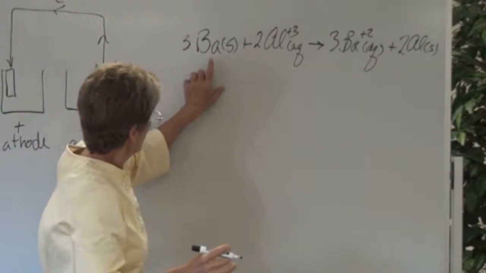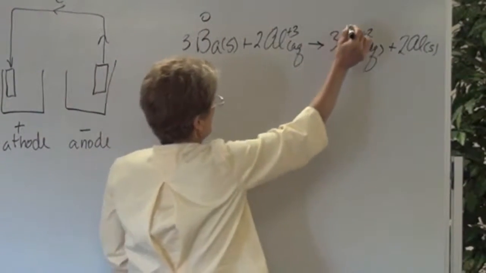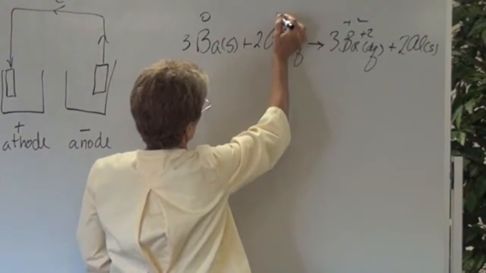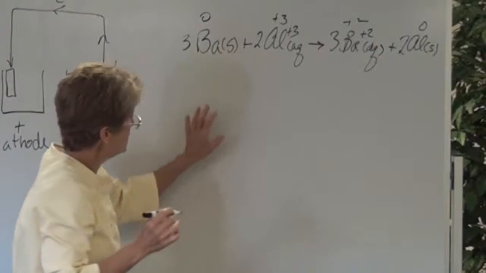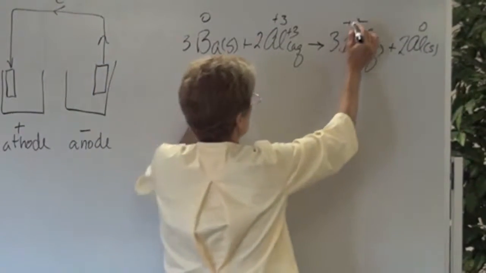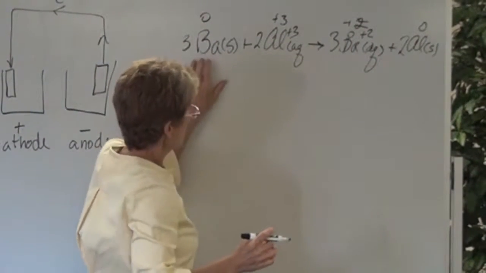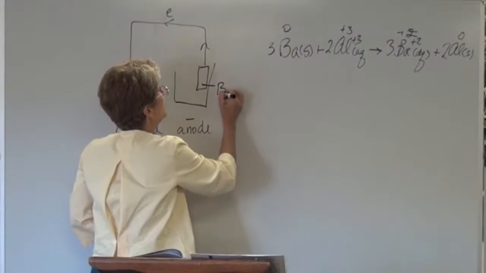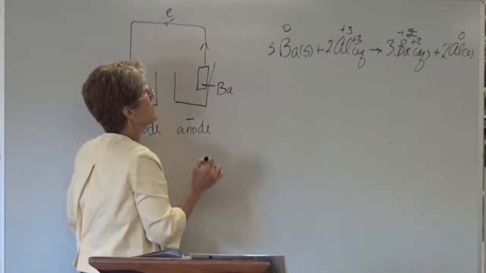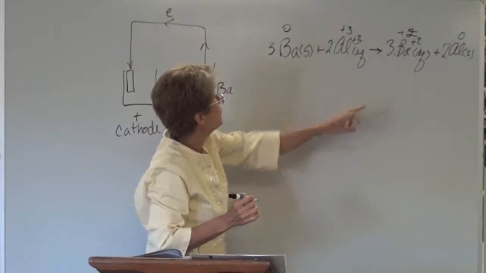Now, let's look at this. Here, barium is 0. Here, it's a plus 2. Here, aluminum is plus 3. And here, it's 0. So we see that barium is being oxidized, which means this has to be the barium right here, the barium solids right here. And aluminum is being reduced.